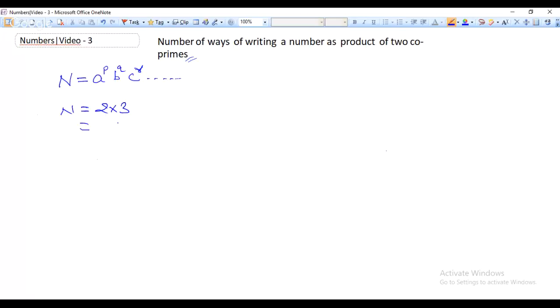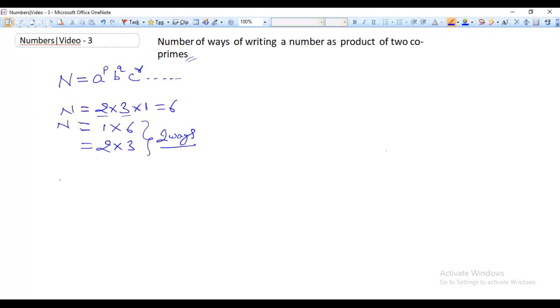Therefore, 2 into 3 can be written in two ways in the form of multiplication of the prime factors. So we have 2 and 3 as prime factors, and there will be another number 1. So 1 into 6 is one way the number can be written as a product of two co-primes, and 2 into 3 is another way. So we have two ways here. Let's move ahead.